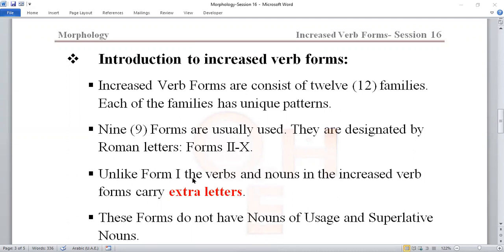Unlike form 1, the verbs and the nouns in the increased verb forms carry extra letters. This is the main difference between form 1 and increased verb forms. In form 1, you remember for the past tense, there are 3 root letters and suffixes. For present tense, there is a prefix, 3 root letters and suffixes. In increased verb forms, we will have all those elements, and on top of them there will be some extra letters. We will see that in the table.